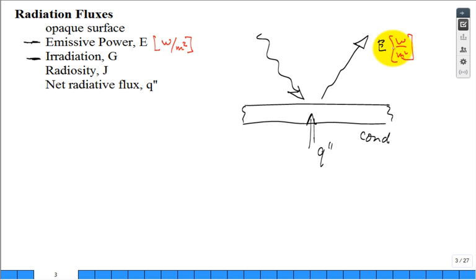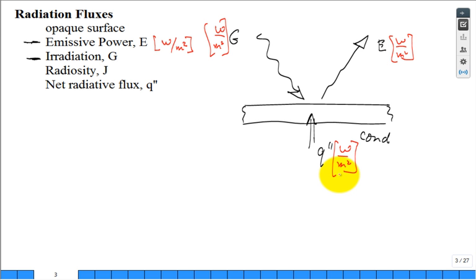What about this one coming in? They give it the symbol G for irradiation, and the units watts per meter squared. What do you mean per meter? Per meter squared of the area that the photons are hitting, coming from another location, somewhere else. And then likewise, Q double prime, you can tell already it's watts per meter squared of that area. It's obvious that with the double prime that it's a flux.